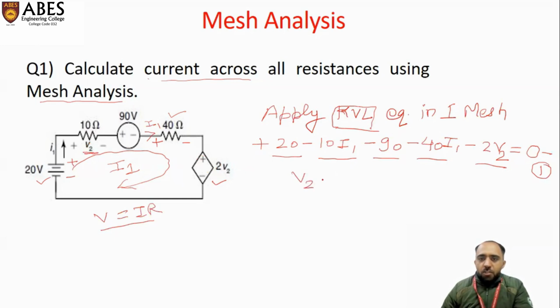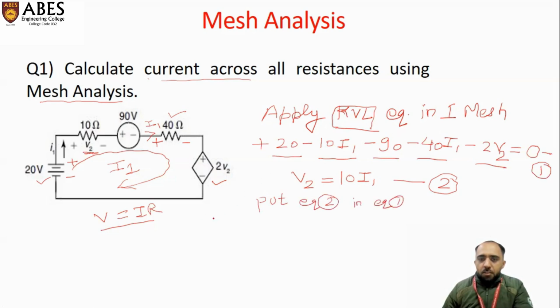Another equation, V2 is equal to 10 into I1, because V is equal to I into R, current into resistance, as per the Ohm's law. So V2 is equal to 10 I1. This is, we can say, the second equation. We are going to use this equation V2 is equal to 10 I1, and we can put it in equation number 1. Write it as put equation 2 in equation 1.